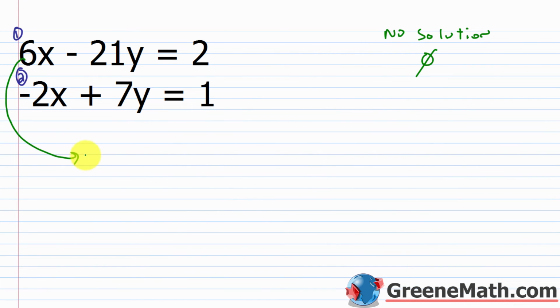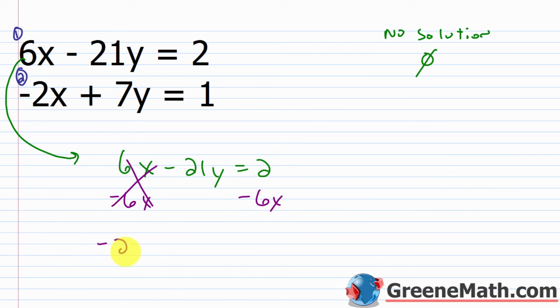If I solve this for y, 6x minus 21y equals 2. If I subtract 6x away from both sides of the equation, this will cancel. I'll have -21y is equal to -6x plus 2. I then want to divide both sides of the equation by -21.